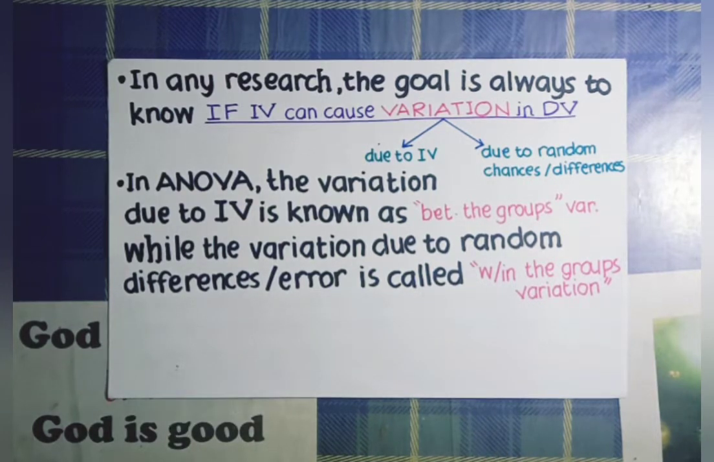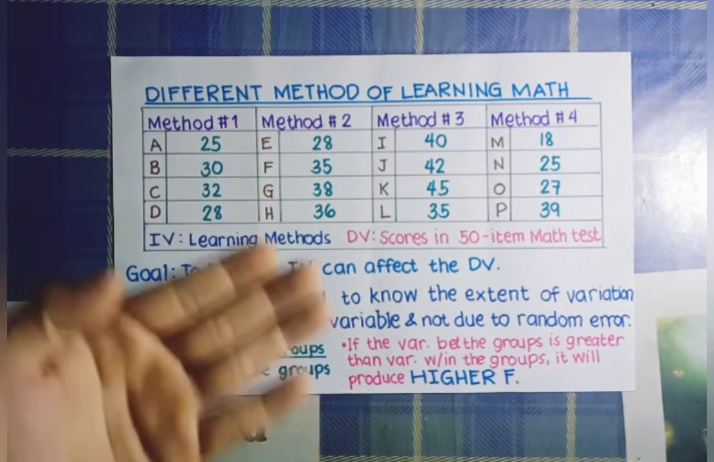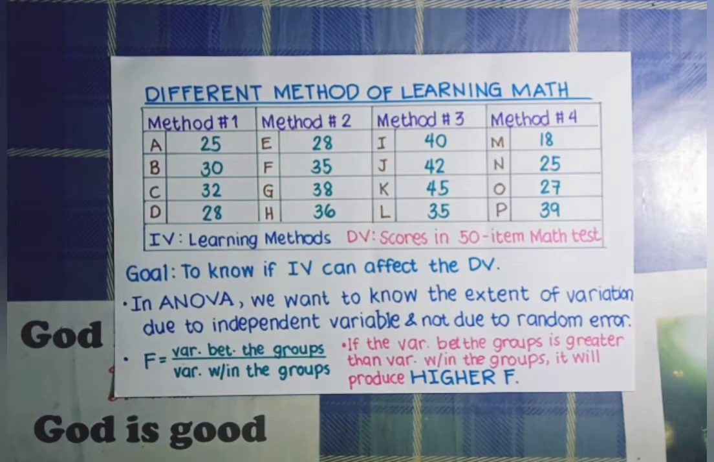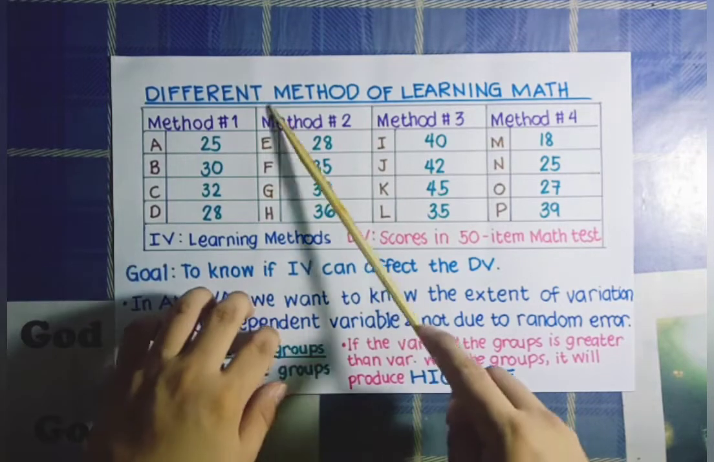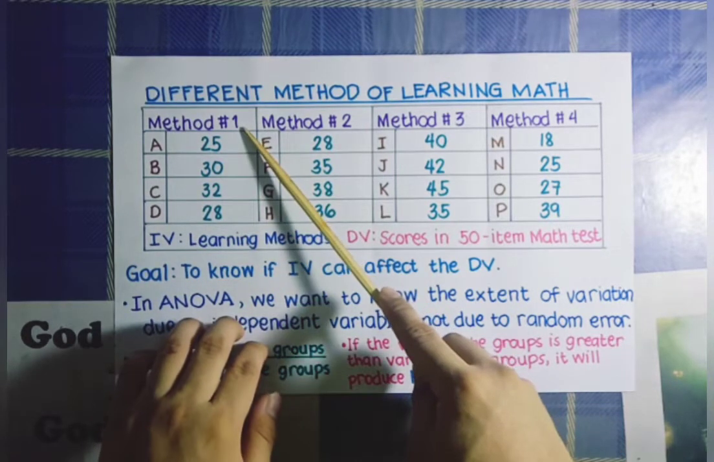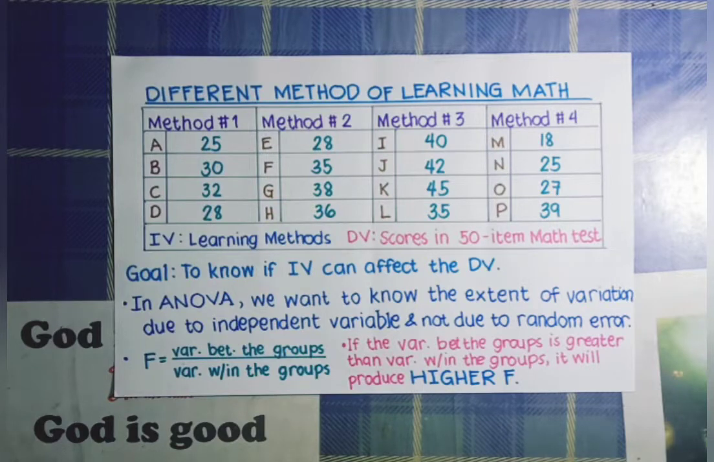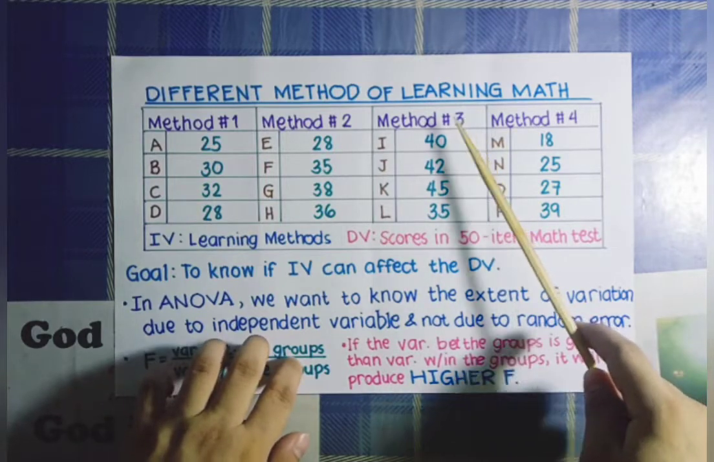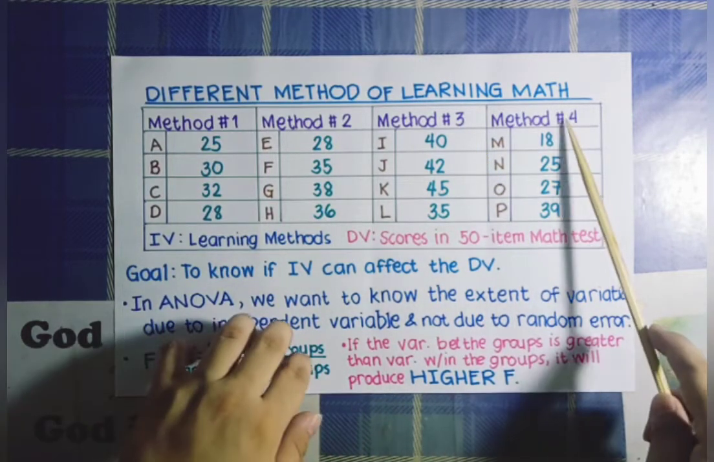Now for you to be able to understand further these two variations, let's have an example research where we can actually use the ANOVA. For this one, we have different methods of learning mathematics. Now for this research, we actually obtained four different groups of students, and each group has four members. The first group only experienced method number one. The second group only experienced method number two. The third group only experienced method number three, and the fourth group only experienced method number four.